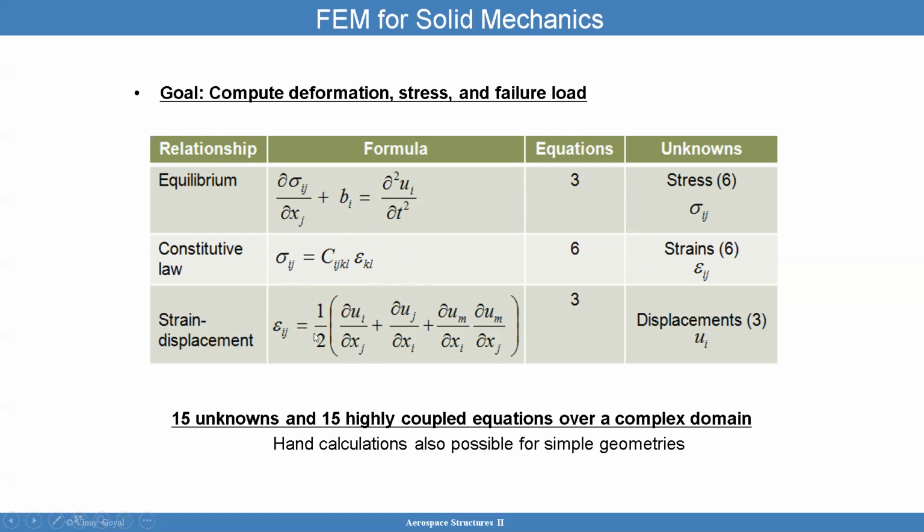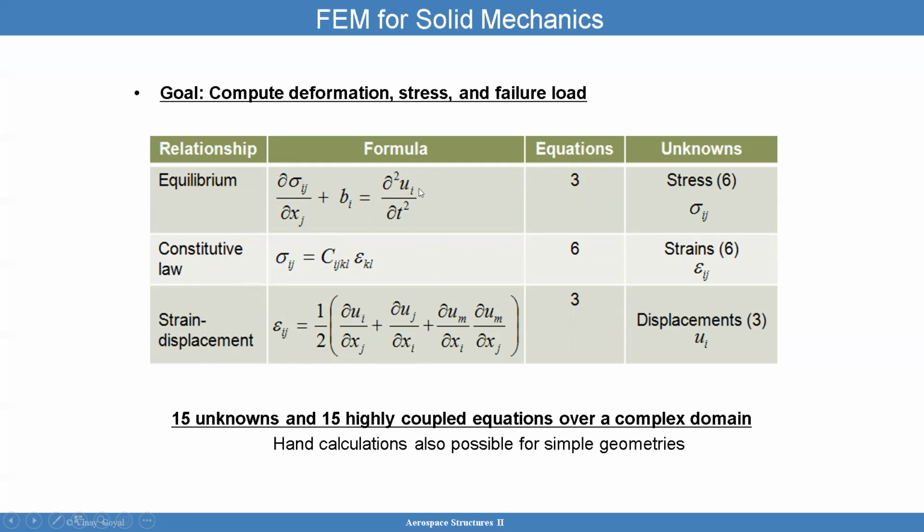And there's an error here. This should be six equations. So we have 15 equations that are highly coupled. In the first equation set, we have equilibrium equations. In the second set, we have the constitutive law that relates the stress to the strain. And then we have the strain deflection relationships, where the strain relates to these deflections U1, U2, and U3.